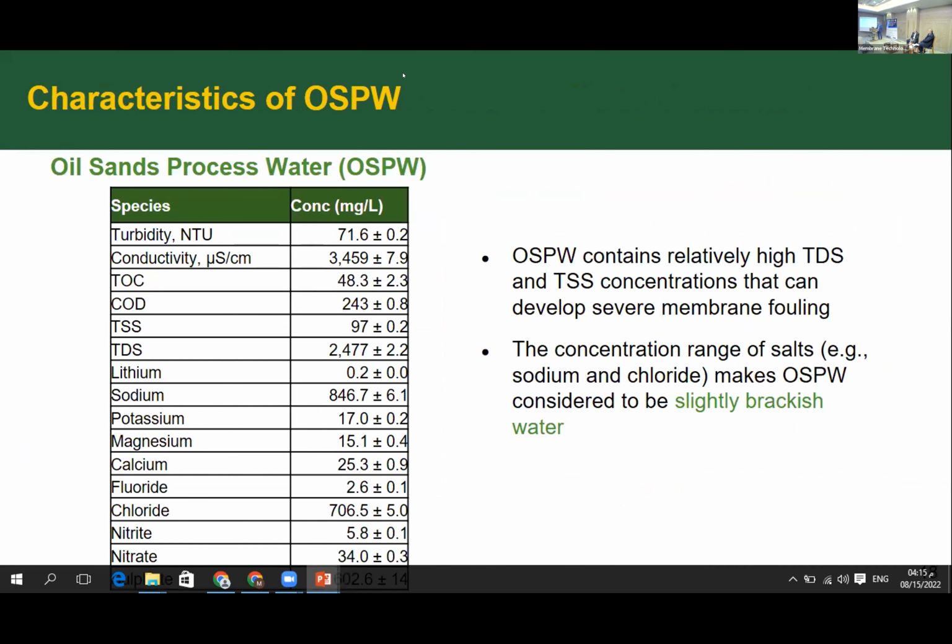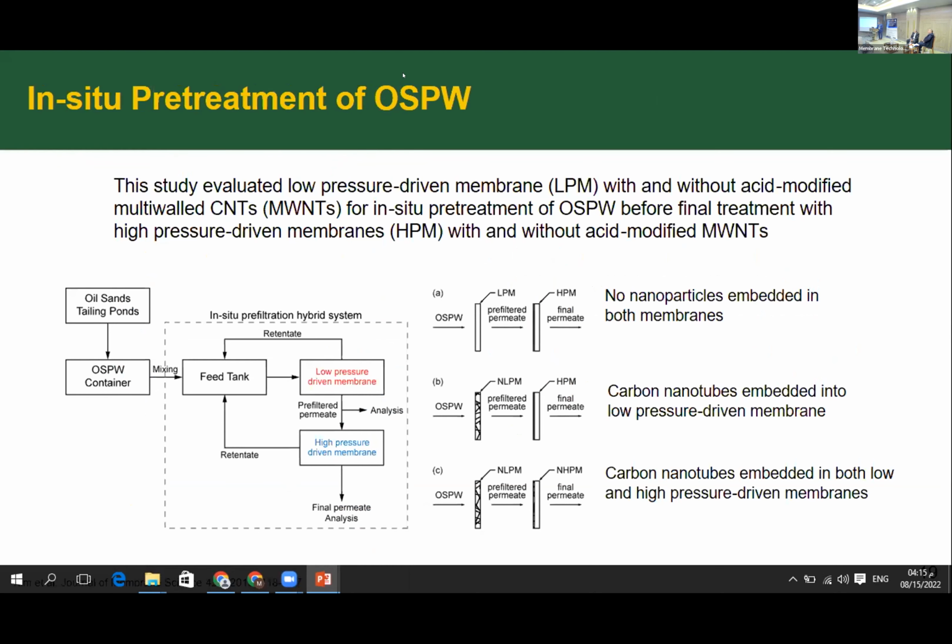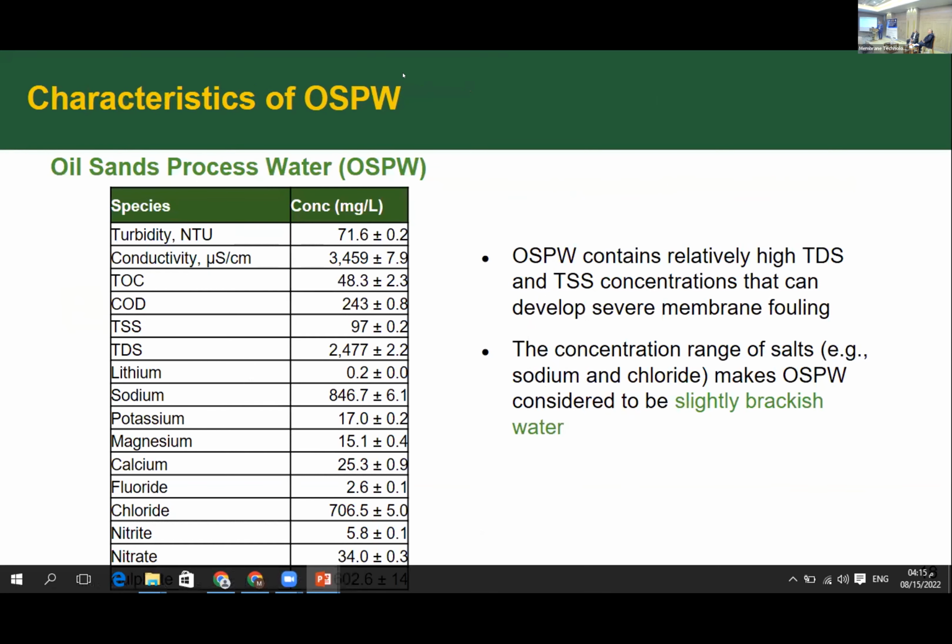So these are the typical characteristics of that oil sands process water. As you can see, the TDS is only about 2,400, which goes up to about 3,500 milligrams per liter, but it has many other constituents. I go back again, it's kind of like slightly brackish water.